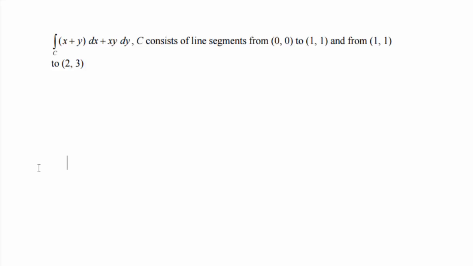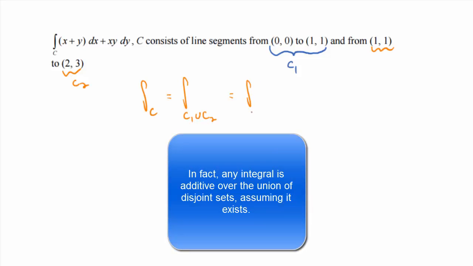So for instance, just in a shorthand notation, if you parameterize this and call it C1, so this guy and this guy make C2 altogether, right? So what we're saying then is the integral over C is the integral over C1 union C2, and that's additive over disjoint line segments, or distinct line segments, that is. That's additive. So that'll be the integral over C1 plus the integral over C2.